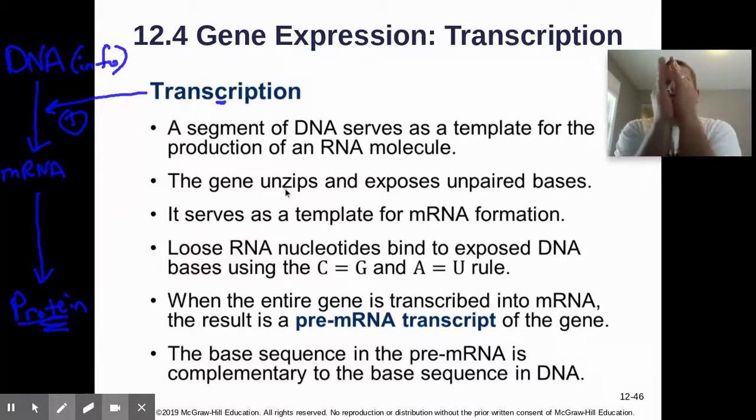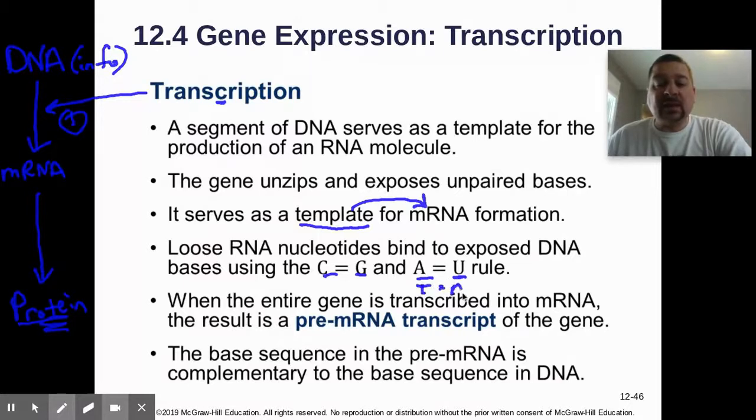Remember, the DNA is double-stranded, so it needs to be unzipped, and then on one half of that DNA is where the gene would be. That provides the template to code for the mRNA. That's done using C equals G, and remember, instead of T now on the RNA, we will put a U. But if there's a T on the DNA, then that will make an A on the RNA. When you get done, you get what's called a pre-mRNA transcript. That's going to go through some editing that we'll talk about in this video before it leaves the nucleus. The sequence on that pre-mRNA transcript is just a complement or a flip of the gene that is located on the DNA.